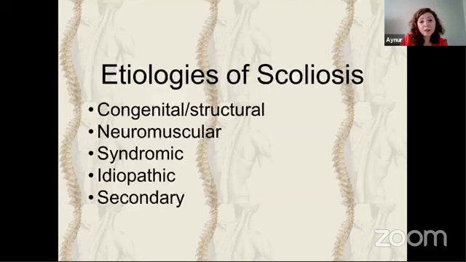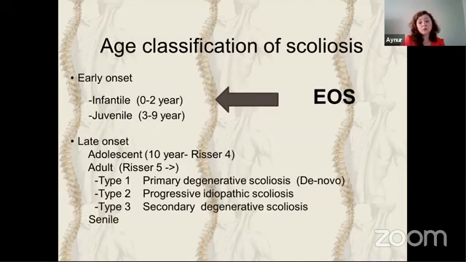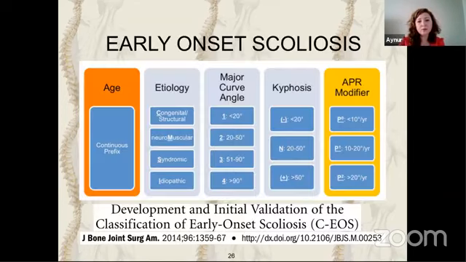Now, we can learn the age classification of scoliosis, which we use more. We divide scoliosis into early onset scoliosis and late onset scoliosis. Scoliosis whose onset is before 10 years old, we call early onset. Scoliosis after 10 years old, we call late onset. Early onset is also divided into two groups, infantile and juvenile. Late onset is adolescent, adult, and senile scoliosis.